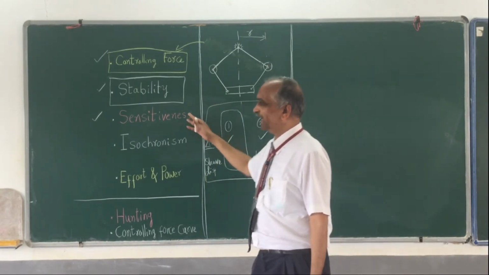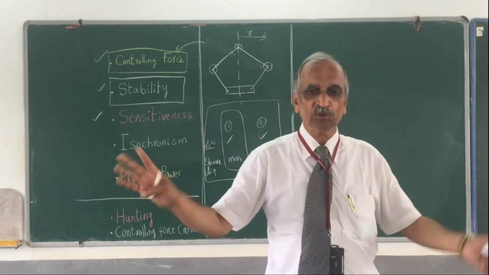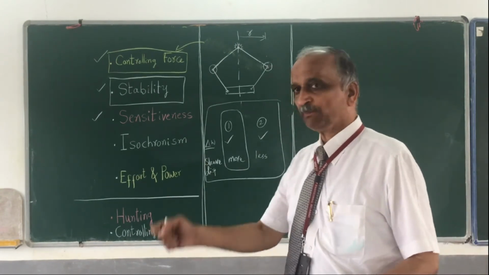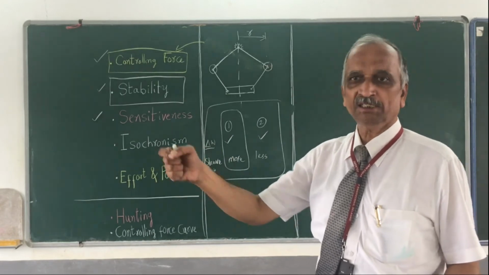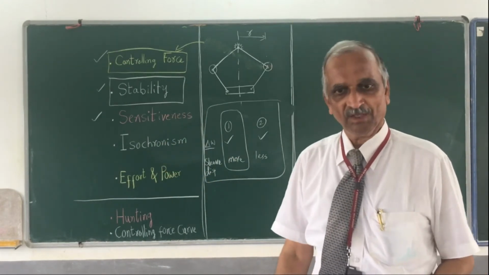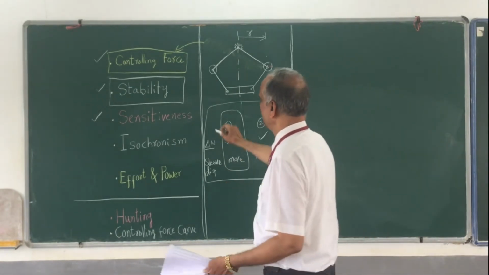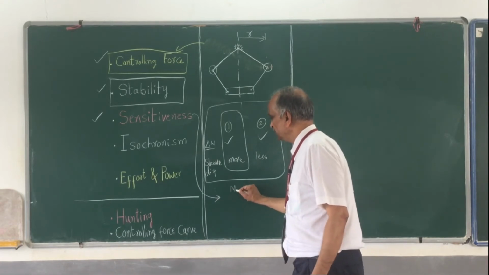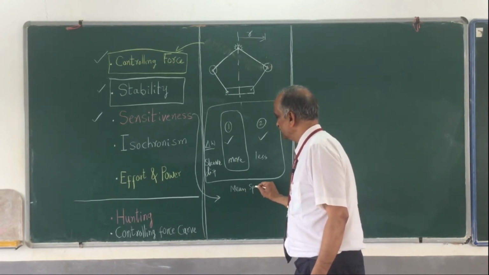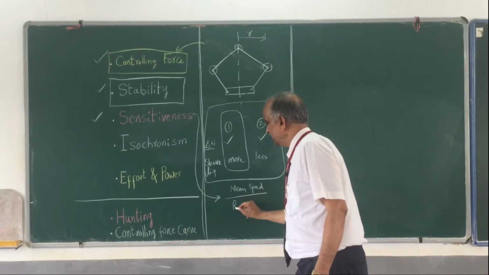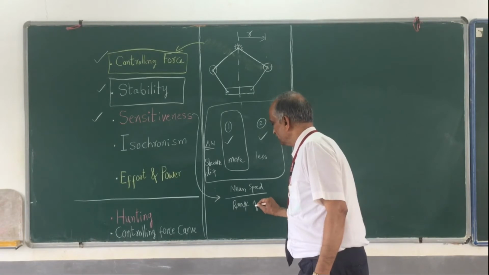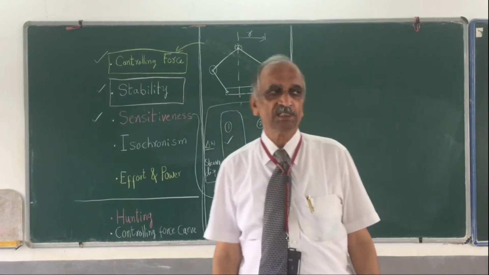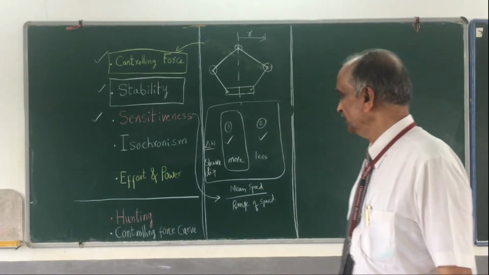Apart from this, we have one more. Say I have only one governor, and I just want to know its sensitiveness. How do we quantify, how do we express the sensitiveness of a governor in terms of some number? Sensitiveness is defined as the ratio of mean speed divided by range of speed. So another definition of sensitiveness is the ratio of mean speed to range of speed.